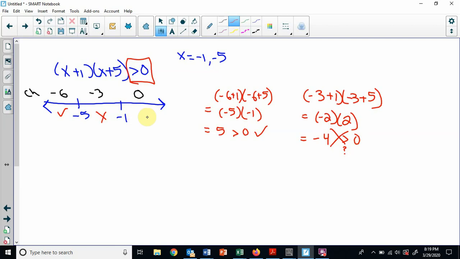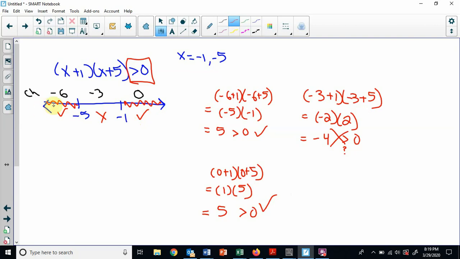Now last spot, let's check 0. This should be a yes, right? 0 plus 1, 0 plus 5. That will be positive 1 times positive 5, which of course 1 times 5 is 5. What are we checking again? Greater than 0? Yes, a positive number is always greater than 0. So I get these two regions in here.